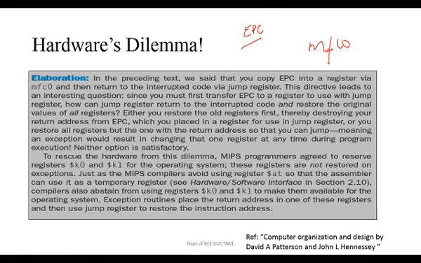So in order to rescue the hardware from this dilemma, since the hardware has a dilemma about which register to refresh first, MIPS programmers agree to reserve registers $k0 and $k1 for the operating system. These registers are not restored on exceptions, just as the MIPS compilers avoid using register $at so that the assembler can use it as a temporary register. So compilers also abstain from using registers $k0 and $k1 to make them available for the operating system. Exception routines place the return address in one of these registers and then use jump register to restore the instruction address.